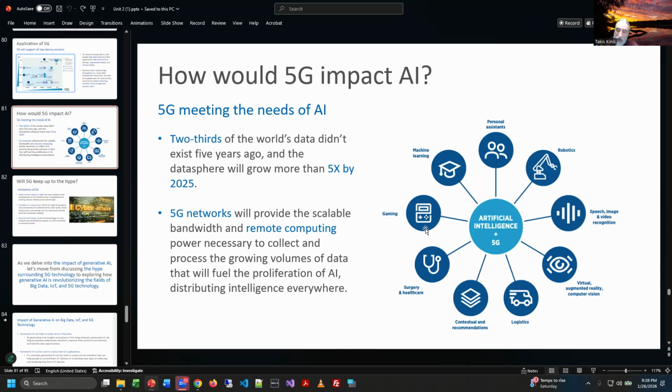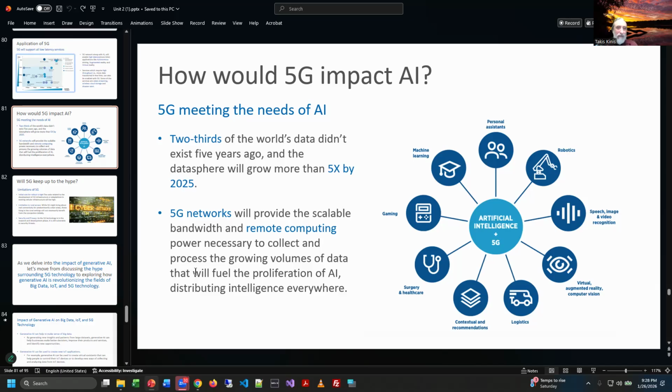The combo of all this Gen AI coming out, hitting at the same time as 5G, where we have better networks. Holy cow, it really enables it to happen. And look at all the different things that will be benefited by the combination of those two technologies. And I think it's interesting, here's one of those slides, right? 2/3 of the world's data didn't exist 5 years ago, and the datasphere will grow by more than 5 times by 2025. And this is a slideshow from 2023, right? So we're already there. So how much more is it going to grow?